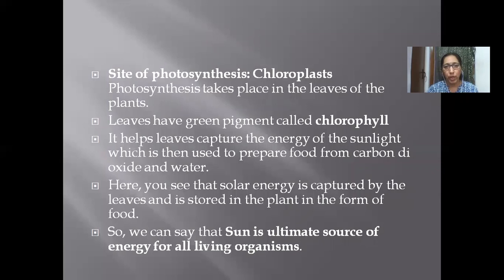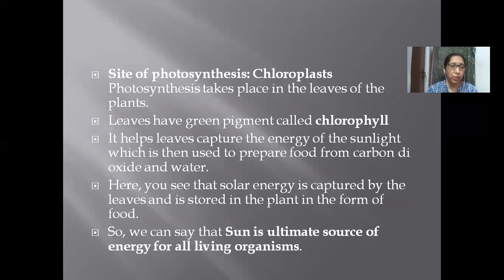Now let us see where the photosynthesis is taking place in the plant body. It is about the chloroplasts. Students, you are learning in detail about the chloroplasts in your class 9. Photosynthesis takes place in the leaves of the plants. Leaves have a green pigment called chlorophyll. So what is the color of the leaf? It is green. Why? Because of this pigment called chlorophyll. It helps leaves capture the energy of the sunlight, which is then used to prepare food from carbon dioxide and water.